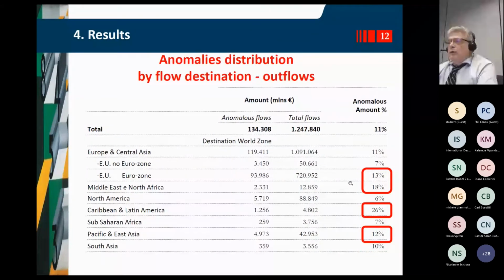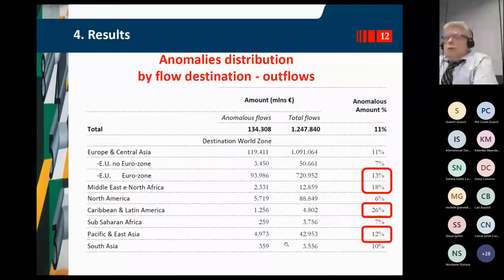For the outflows, we have Eurozone and Middle East, North Africa with 13 and 8% above the average. The Caribbean and Latin America with 26%, and Pacific and East Asia with 12%.